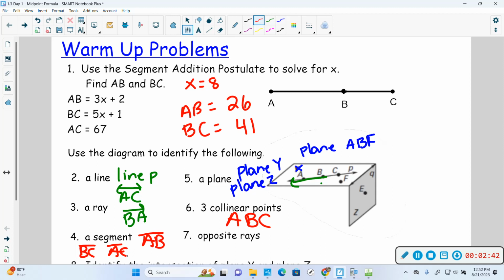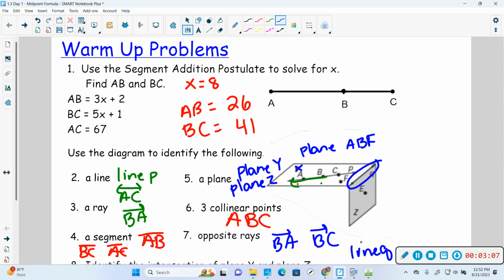Opposite rays. Well, let's use my green one I have up here marked. So I did ray BA. So the opposite one would be ray BC. I like it. Okay, and then let's do the bottom one, which is kind of on the screen there, but that's okay. Identify the intersection of plane Y and plane Z. Line Q. So where they meet, which is a line, line Q.